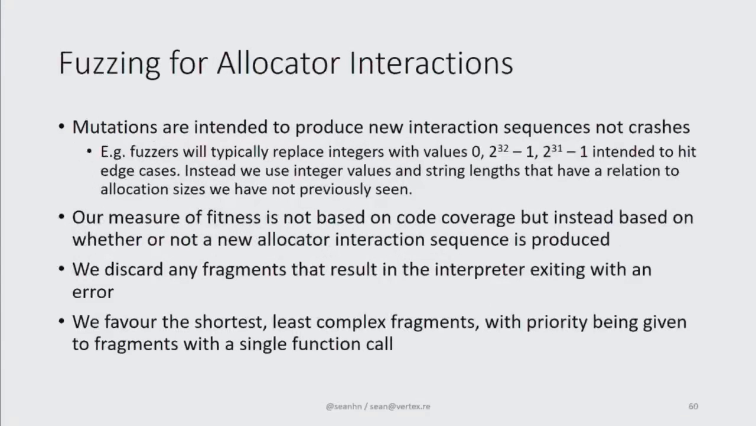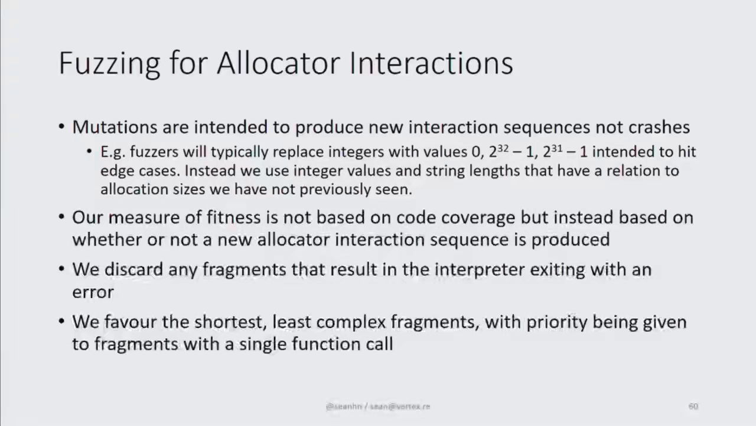So effectively what we're doing is fuzzing, but with a minor twist. Normally when you're fuzzing, say, fragments of PHP or JavaScript or whatever, you're using values that you're hoping will hit edge cases, right? So 2 to the 32 minus 1, 0, and so on. In this case, we're going to replace integer values and strings with lengths that we haven't seen before in terms of an allocation size. So if we haven't seen an allocation of size 256, then we're going to start spraying the value 256 into different chunks of PHP code in the hope that it results in an allocation of that size.